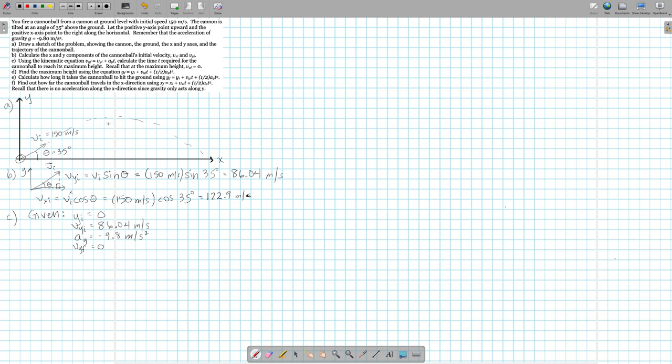Okay, the other point that I wanted to mention is that when an object is thrown into the air, when it reaches its maximum height, its vertical component of velocity is 0. It's not moving up, not moving down at that brief instant in time.